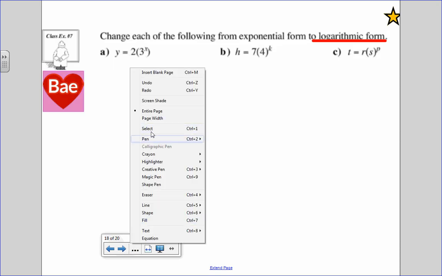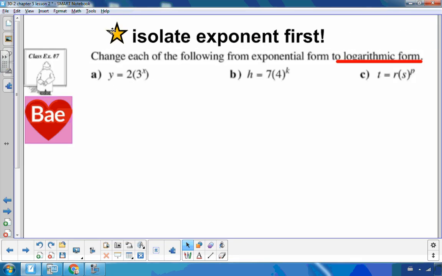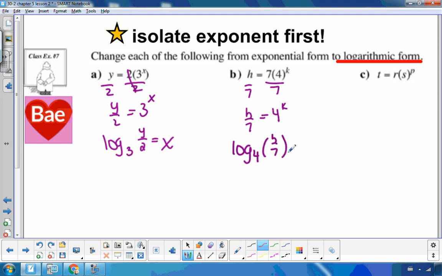So for each one of these, I want to isolate my power first. Isolate my exponent first. So I'm going to divide both sides by 2. And then y over 2 equals 3 to the x. I want to go to log form, and I love logs, so I use bay. Base answer equals exponent. Isolate my power first, and then since I love logs, switch using bay. Base answer equals exponent. That's an h. It kind of looks like a b. H over 7. There we are.